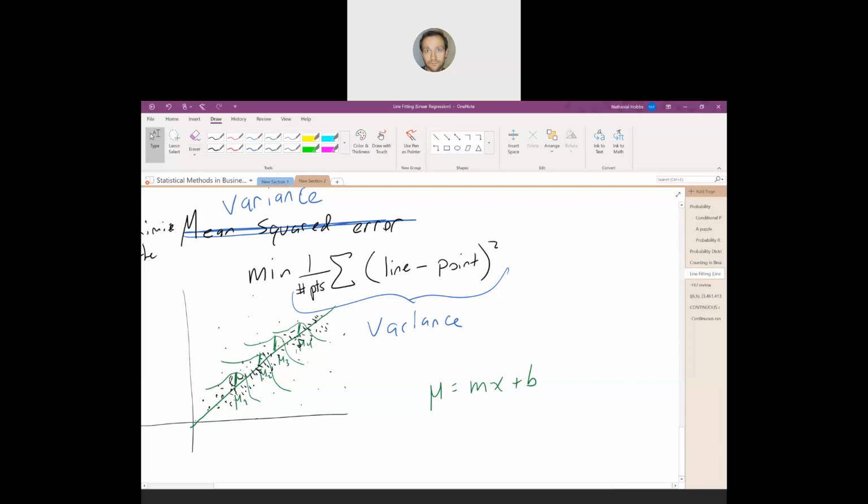So the line that's drawn here is a function that tells you at any given point what the mean of the normal distribution is that lies along that slice of this infinitely long tunnel. And find mu such that variance is minimized.